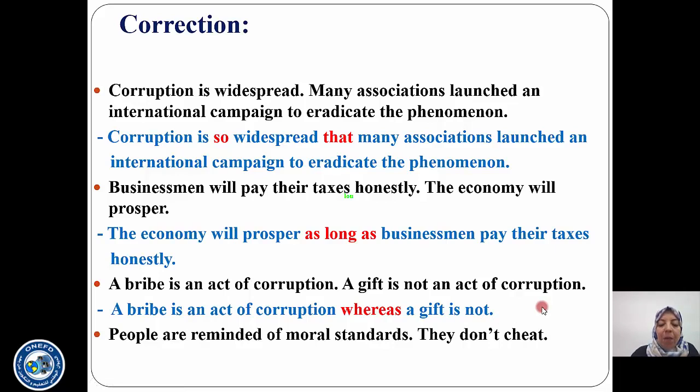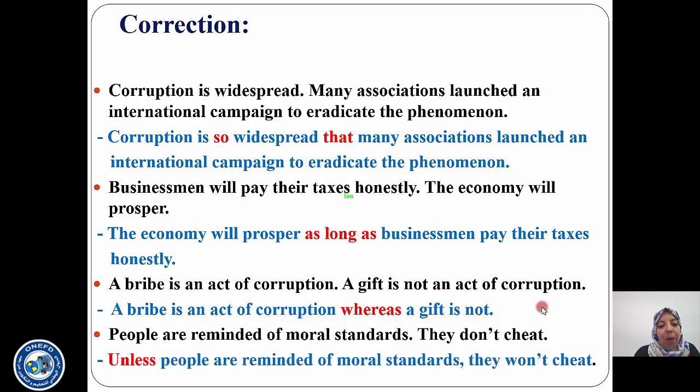People are reminded of moral standards. They don't cheat. So here we are going to express condition or warning also with unless. Unless people are reminded of moral standards, they won't cheat. Pay attention to the change in the tense here, because unless should be followed by the present, okay? But the second part should be in the future. That's why don't cheat becomes won't cheat.